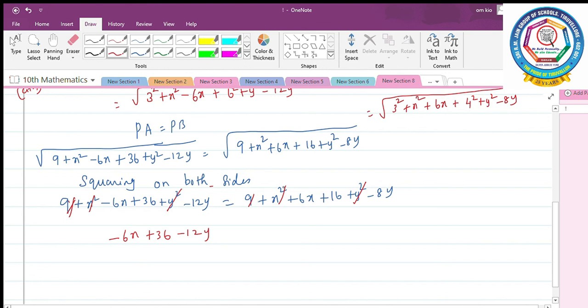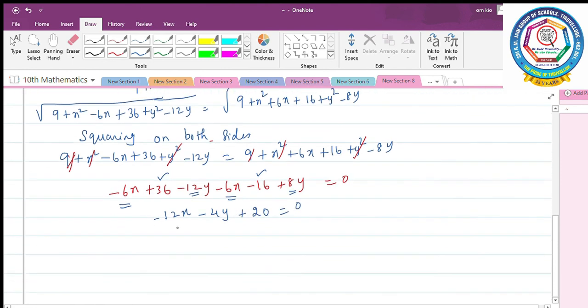So what is the right hand side? The remaining terms 6x plus 16 minus 8y. Everything I am taking to this side. So minus 6x minus 16 minus 8y plus 8y equal to 0. Now I am going to collect the terms. Here minus 6x minus 6x is minus 12x. Next one minus 12y plus 8y is minus 4y. Next, here is plus 36, here is minus 16. That is plus 20, equal to 0.